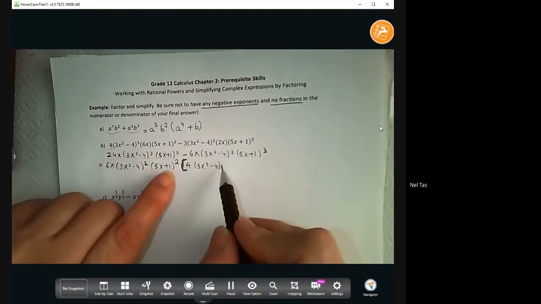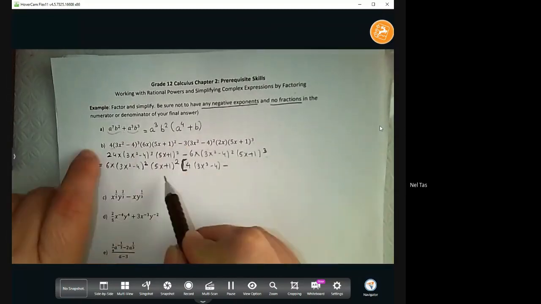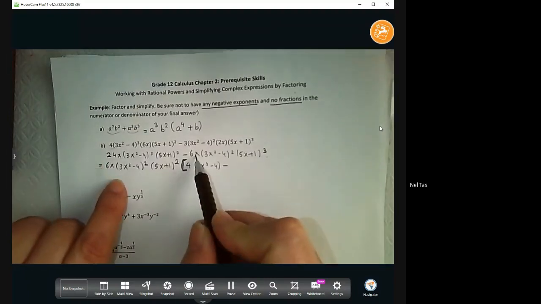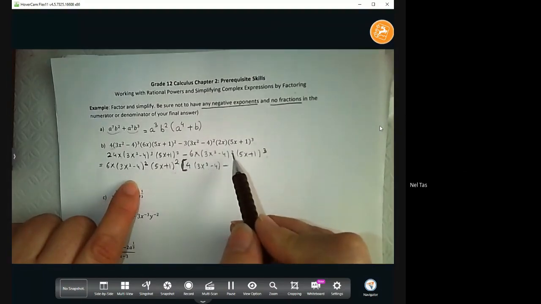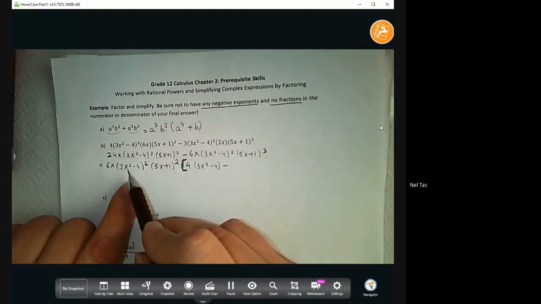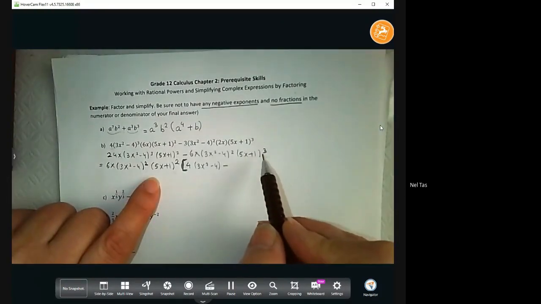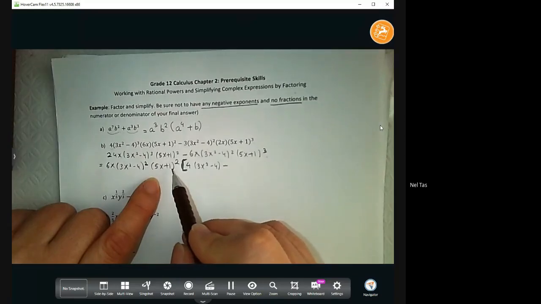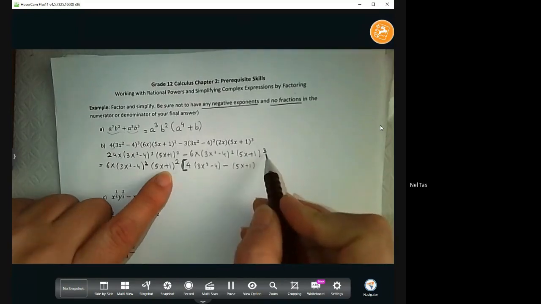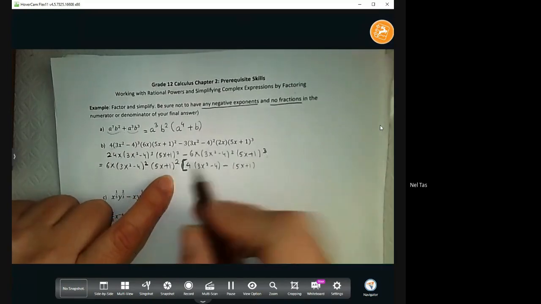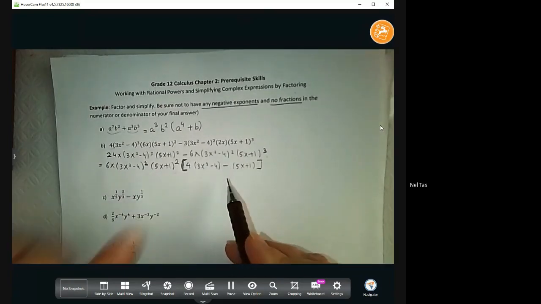Now we're going to do the same thing for the second term. So we are going to divide this second term by this common factor. 6x divided by 6x, 1. 3x squared minus 4 squared divided by 3x squared minus 4 squared, 1. 5x plus 1 cubed divided by 5x plus 1 squared. So we pick 5x plus 1 and subtract the powers. 3 minus 2 gives you 1. Don't forget the bracket because you will have to distribute this negative sign.